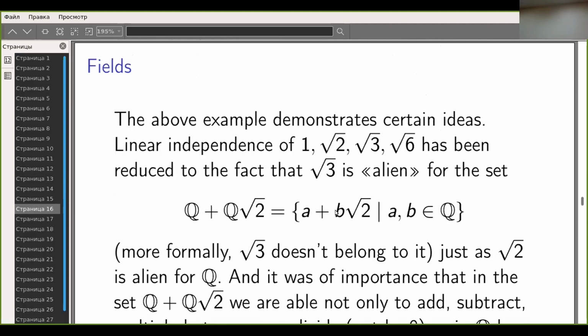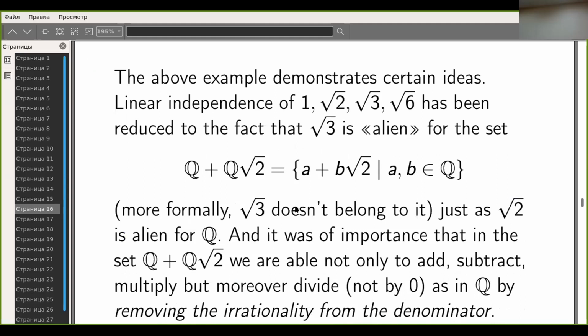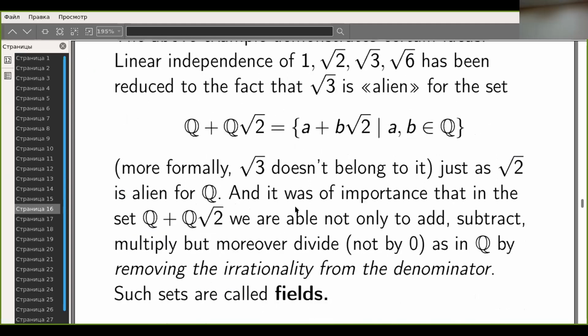And this example demonstrates and leads us to a main notion in mathematics, the notion of field. Let us analyze this solution. Linear independence of these four numbers has been reduced to the fact that the square root of 3 is alien to the set Q plus Q square root of 2, such a plane over Q. More formally, the square root of 3 doesn't belong to it, just as the square root of 2 is alien to Q. And what was important?